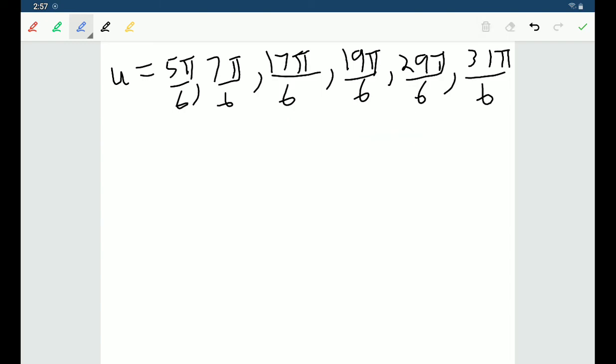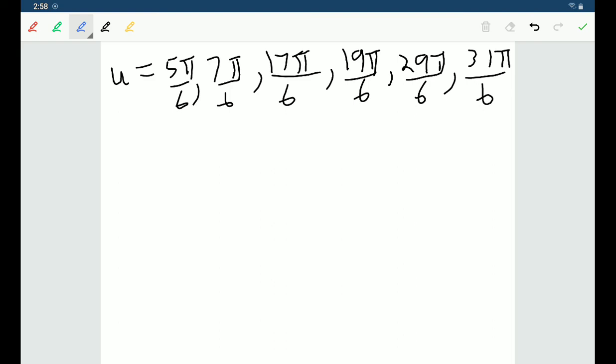We had 7 pi over 6. We went forward a full circle, added 2 pi. We added 2 pi again. So those three angles, 7 pi over 6, 19 pi over 6, 31 pi over 6, they would all give us the same value for cosine of negative root 3 over 2.